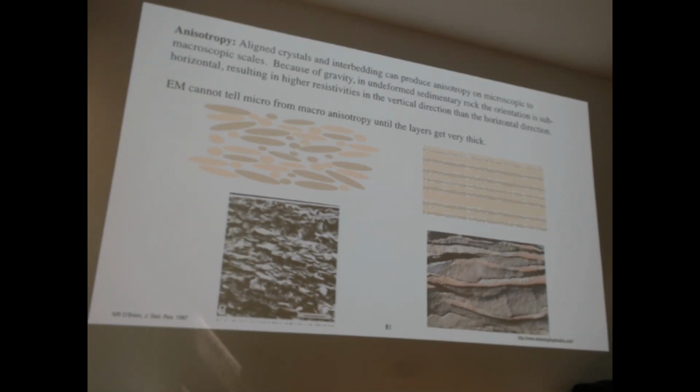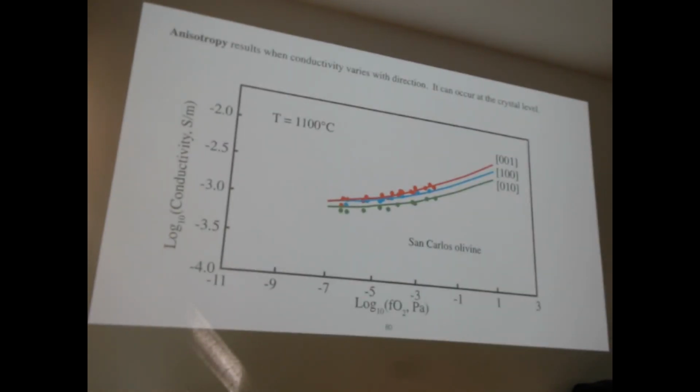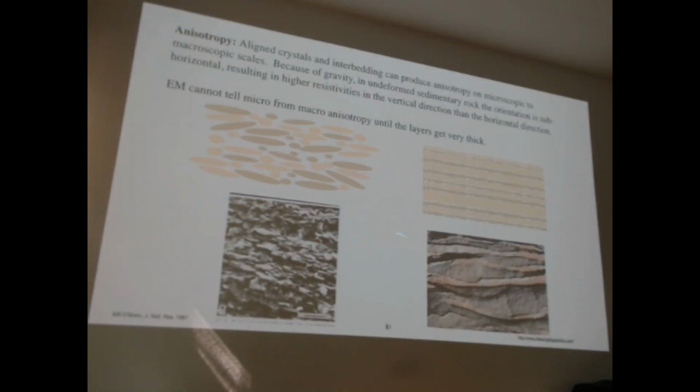But the point is, from an electrical conductivity point of view, when you're measuring large pieces of the Earth, as you'll see, the EM method is fairly low resolution. So whether it's crystal level, grain level, or interbedding level, it all looks the same to measurement. Conductivity, generally speaking, is going to be higher in the horizontal direction than in the vertical direction, because these are working in parallel and these are working in series.